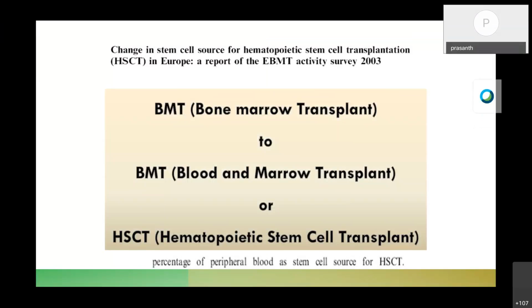Because of that, the terminologies have also changed. Earlier, it was always called a bone marrow transplant, and then bone marrow and blood and marrow transplant. And the current preferred term is hematopoietic stem cell transplantation.